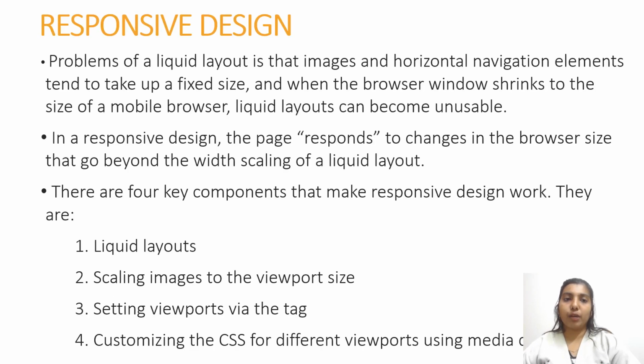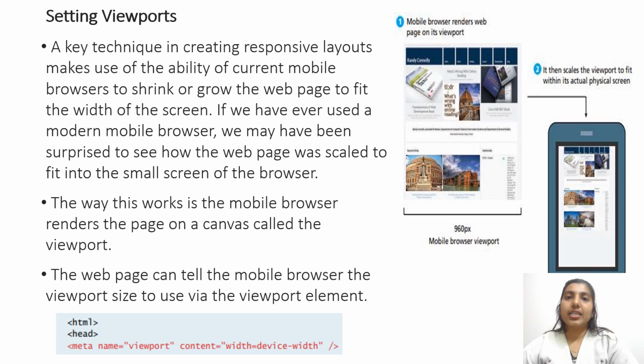Responsive design. A problem with a liquid layout is that images and horizontal navigation elements tend to take up a fixed size, and when the browser window shrinks to the size of a mobile browser, liquid layouts can become unusable. In a responsive design, the page responds to changes in the browser size that go beyond the width scaling of a liquid layout. There are 4 key components that make responsive design work. They are liquid layouts, scaling images to viewport size, setting viewports via the viewport tag, and customizing the CSS for different viewports using the media query.